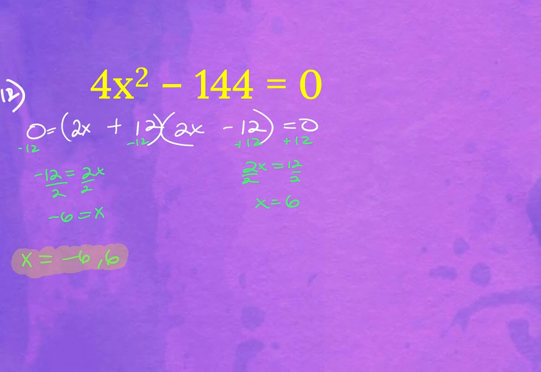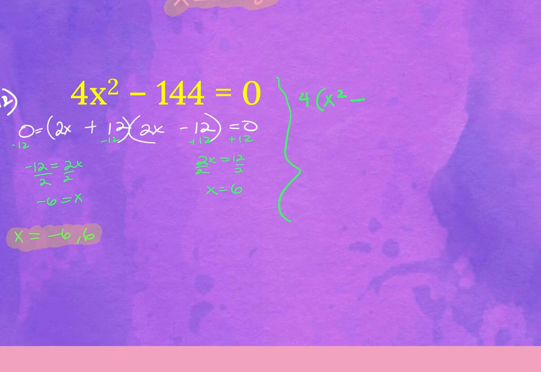Second method, still keeping with factoring, is I can actually take out a 4 here. 4 comes out, and I'd get x squared minus 36.